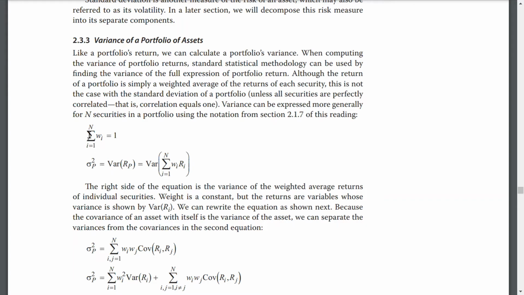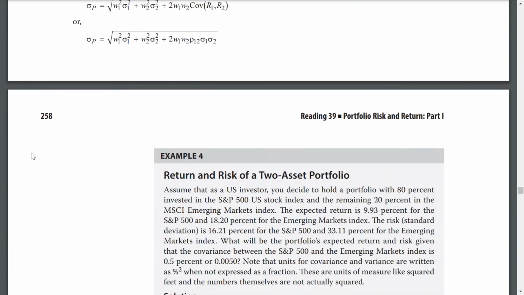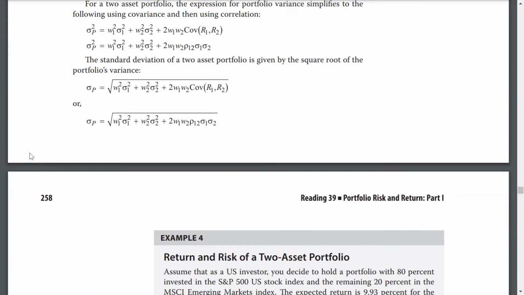Variance can be expressed more generally for n securities in a portfolio using the notation from section 2.1.7 of the reading. The right side of this equation is the variance of the weighted average return of individual securities. Weights are constants, but the returns are variables whose variance is shown by VAR, or variance of R_i. We can rewrite the equation as shown next because the covariance of an asset with itself is the variance of the asset. We can separate the variance from the covariance in the second equation. The standard deviation of the two-asset portfolio is given by the square root of the portfolio variance.